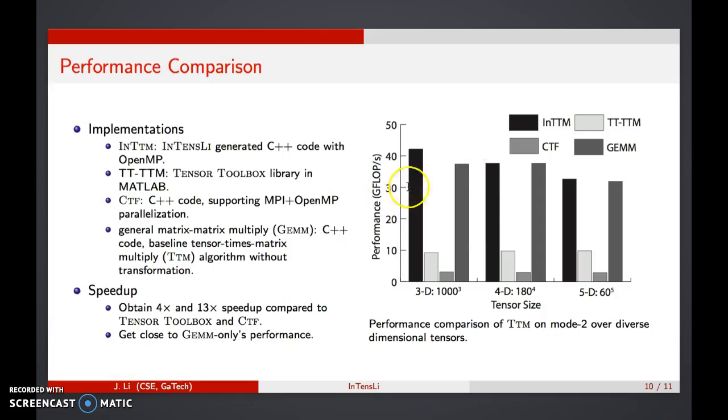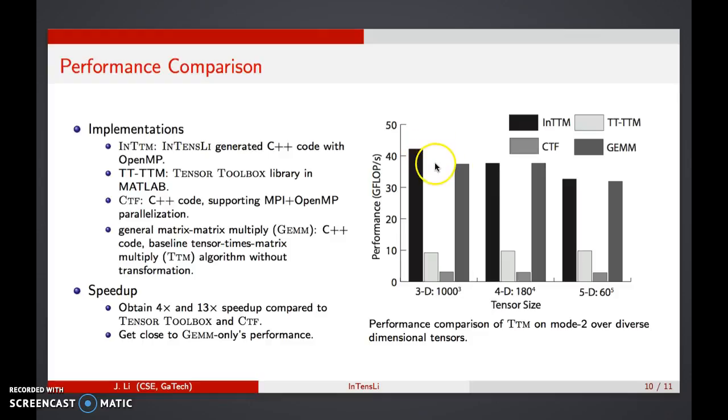And for the performance, the leftmost bar is our InTTM performance, and then the Tensor Toolbox, then CTF. And this bar is where we use the baseline TTM algorithm but without counting the transformation time. That means this is the highest possible performance we can get for the TTM operation. So from here we can see we obtained 4 times and 13 times speedups compared to Tensor Toolbox and CTF, and we also get very close to gemm-only performance. That means we get the highest possible performance.